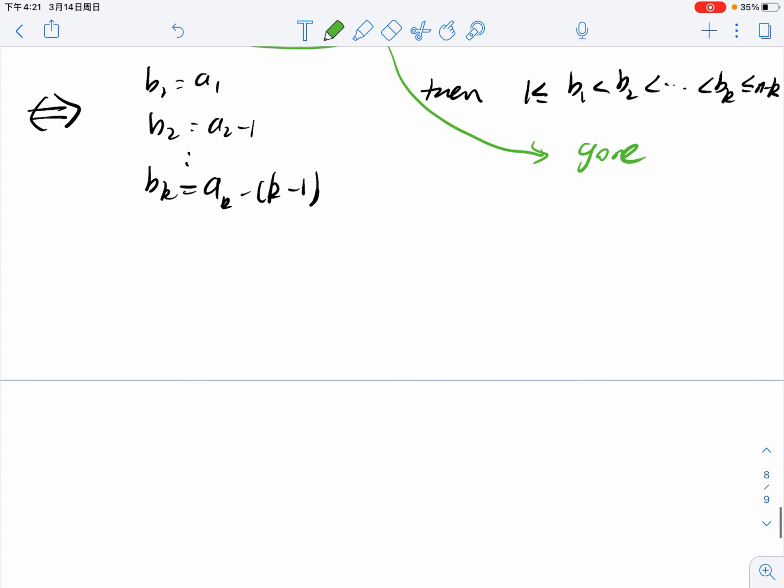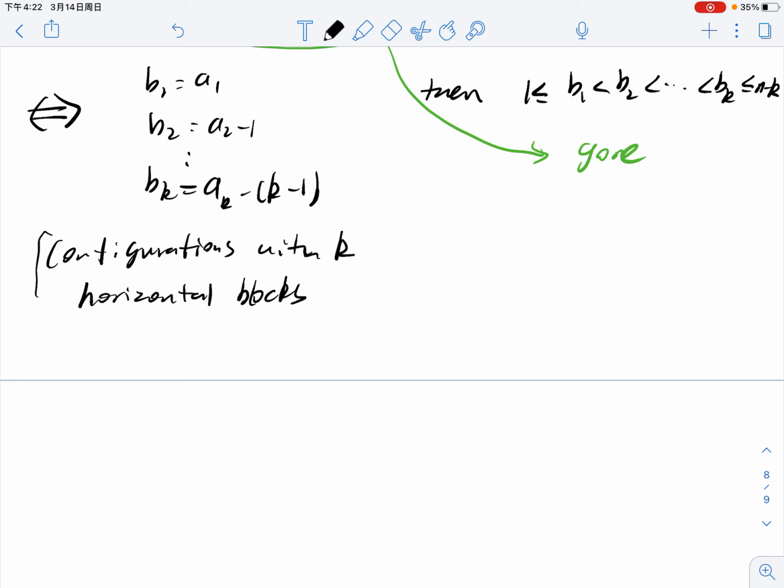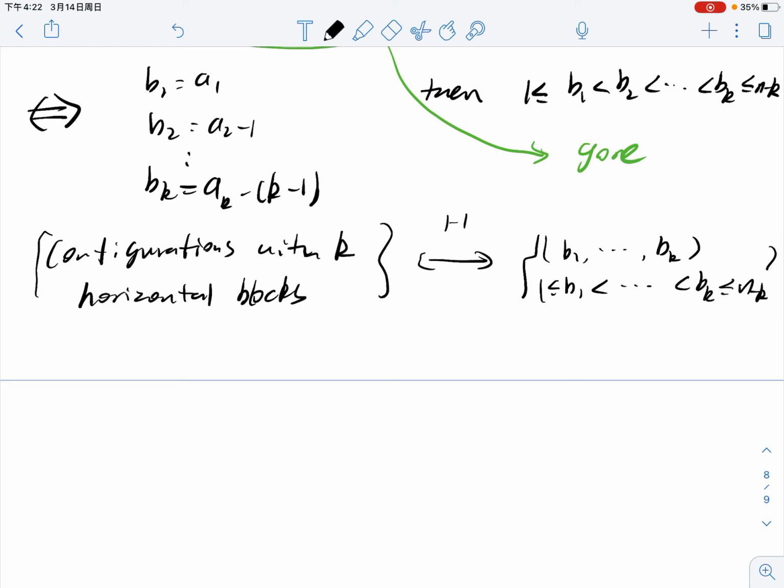Okay, now the configuration with k horizontal blocks is in one-to-one correspondence with a sequence B1 to Bk such that they form an increasing sequence from 1 to n minus k.